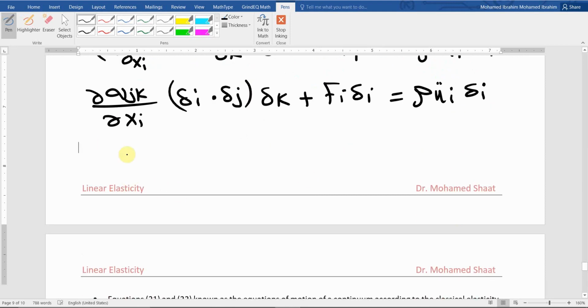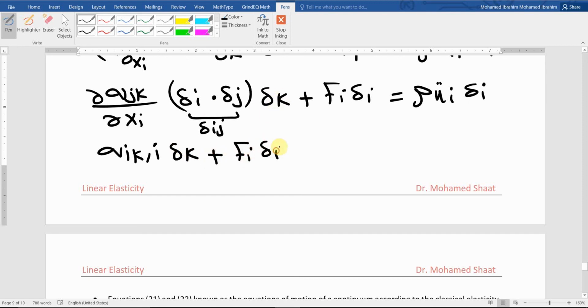Make sense? Then what we're going to do, we're going to end up here. That is fine to write this sigma jk as sigma jk comma i. And here this is going to give us delta ij. So what does it mean? You should use the same index for both i and j. So let us use i for both of them. So we're going to end up with sigma j, it will be i, k, partial by partial xi. That is fine to write this one as comma i, as we discussed before in the tensor calculus, right? Delta, this is going to give us just delta k here, plus fi delta i equals rho ui double dot delta i.